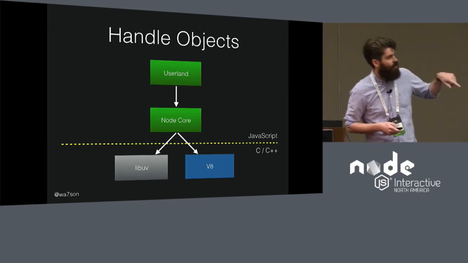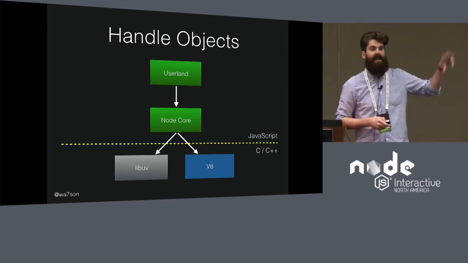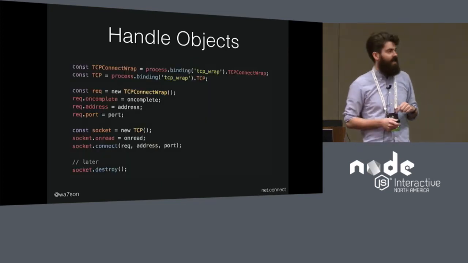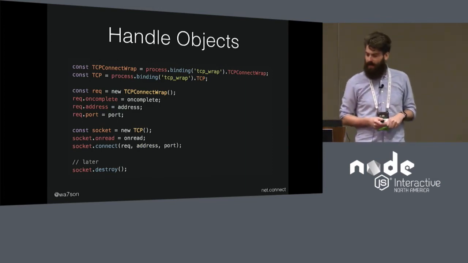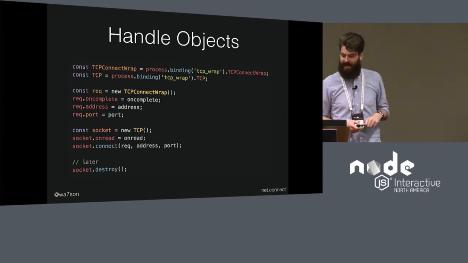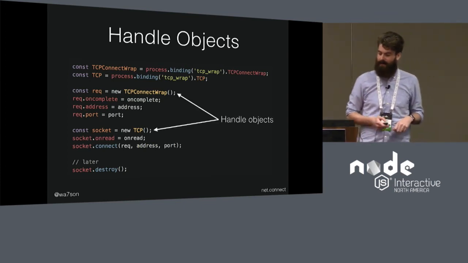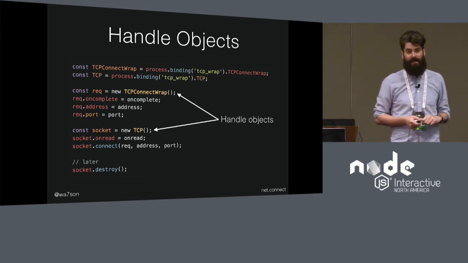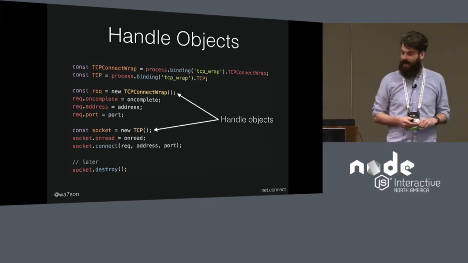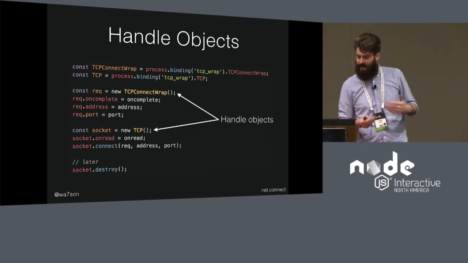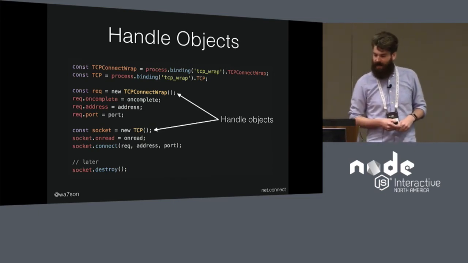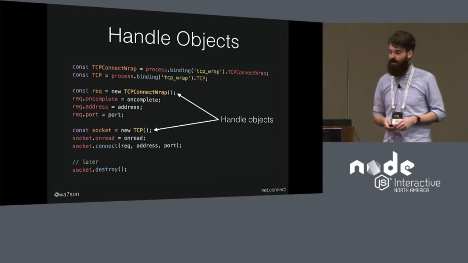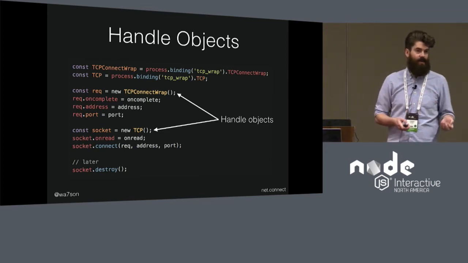And when Node talks to libuv, it uses these handle objects to pass data back and forth. So this is an example from NetConnect, where we actually create two handle objects. It's these two here, a TCP connect wrap and a TCP socket. And you can see we set the address and the port on the request, and we have some callbacks on the socket. And you can actually access these via the handle object. So you can figure out what is the port and the IP that we're trying to connect to, for example.